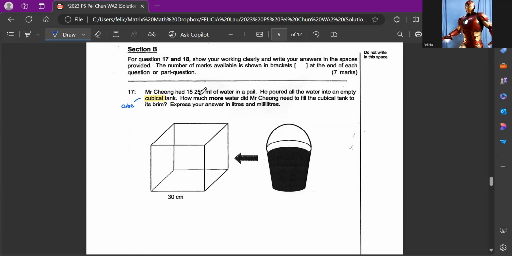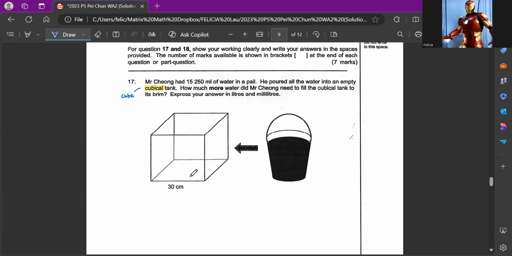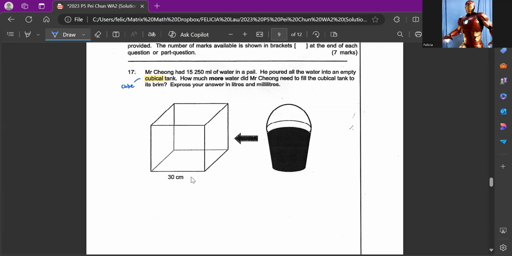So right now, since they ask you how much more he needs to fill to its brim, this question tells us that the tank capacity is way more than the 15,250 ml from the pail. So what he's doing is he transfers all the water from here into the tank. What would be helpful is to find out the total capacity of the tank first. That's my first step, because I need to find the volume of the whole tank before I can figure out how much more water to fill up.